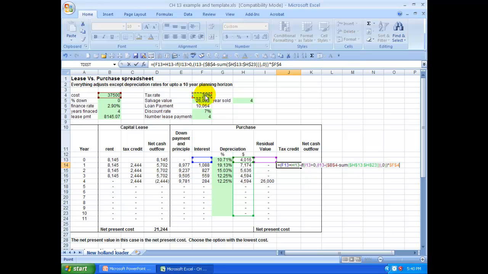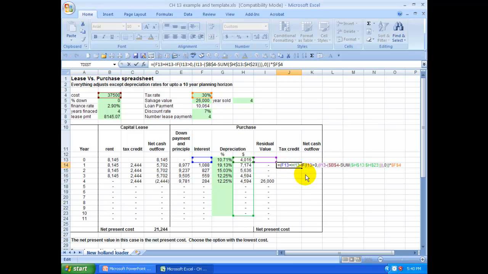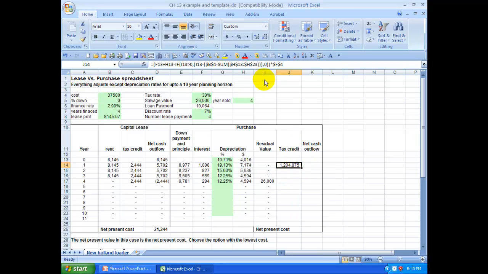So it's a little bit hairy, but the cell references and everything are given to you on your handout. So, let's see, what did I do here? Oh yeah, I've got it right. Sorry. So it's 1205, and then I copy that down. And so you can see my tax credit here the year after I have that residual value is a negative amount, because I'm actually going to have to pay taxes the year that I sell it.